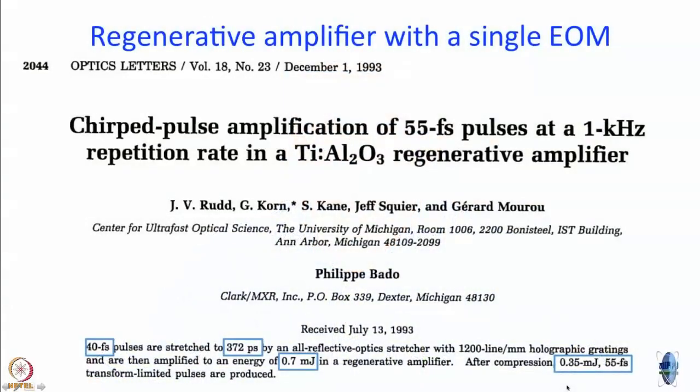So, you see before and after compression, 0.7 millijoule to 0.35 millijoule. After compression, half the power is gone. And if you look at the full width half max of the seed and that of the output, 40 femtosecond pulses were put in as seed and you get 55 femtosecond pulses. So, not only have you lost some energy per pulse after compression, in the entire process you have not been able to get back to the pulse width that was there in the seed.